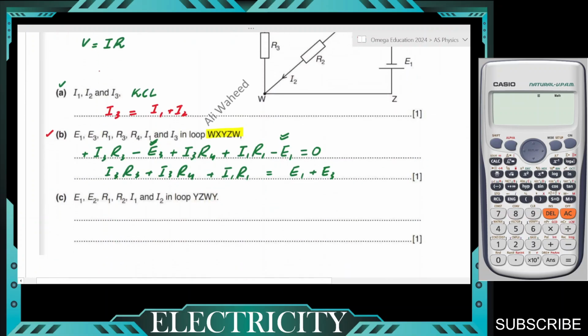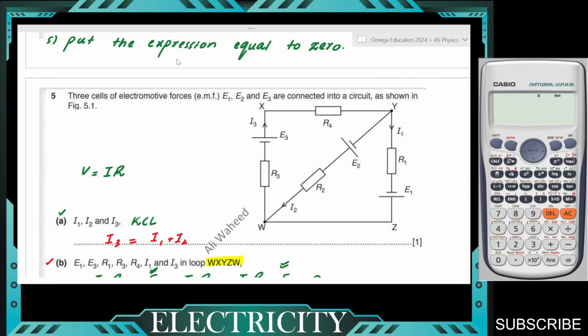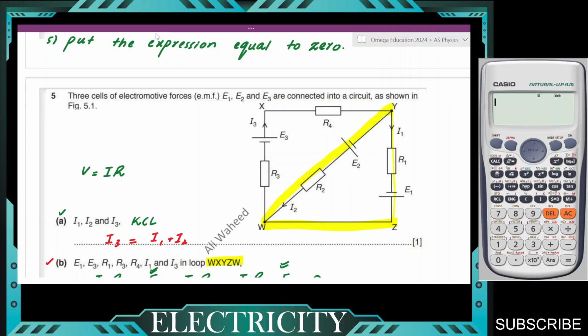But for now we have to apply KVL for the loop YZWY. So let me highlight the loop first. We start from here, go all the way to Z, then all the way to W, and then all the way back to Y. We have to consider this loop. Now everything outside of this loop is irrelevant. So forget about E3, forget about R3, forget about R4, forget about the junction X. These are irrelevant.